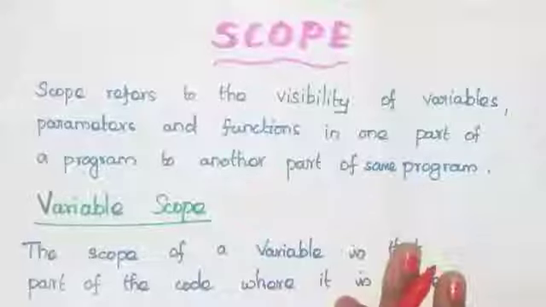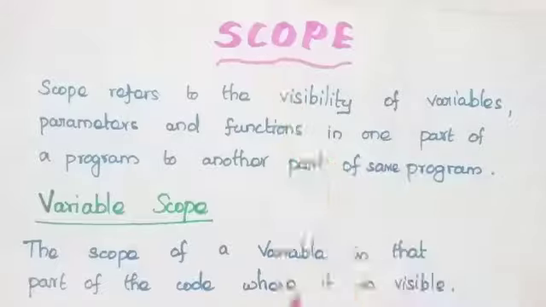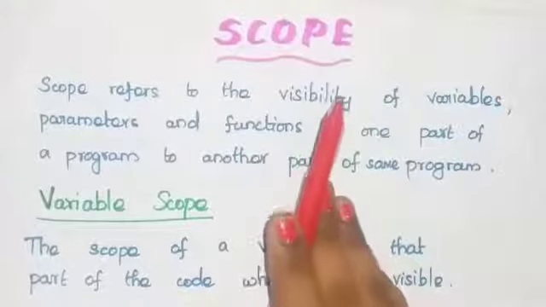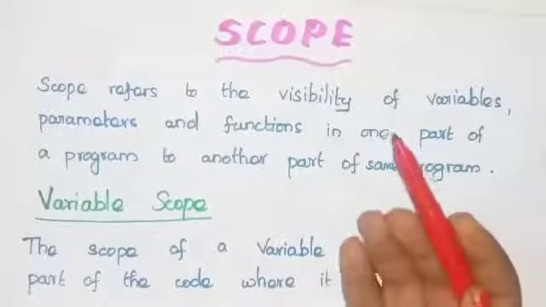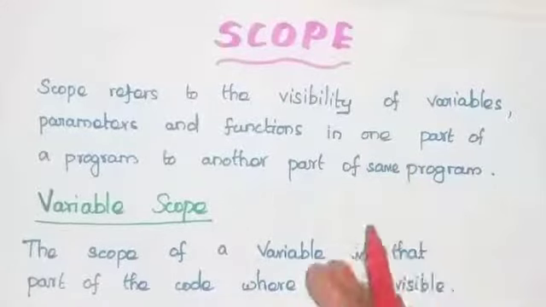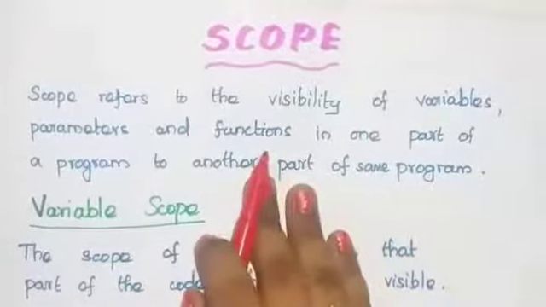Hi students, in this video I am going to explain the concept of scope. So what is scope? Scope is nothing but the lifetime of a variable. Whatever object you are creating, whatever variable you are creating, whatever function you are creating, that's its life, you call it scope. Okay, so let us see the definition of scope.